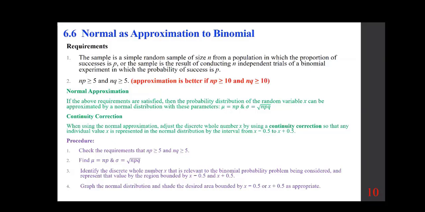And the procedure. Check the requirements that np is greater than or equal to 5 and nq is greater than or equal to 5. Find mu equals np and sigma equals the square root of npq. Identify the discrete whole number x that is relevant to the binomial probability problem being considered and represent that value by the region bounded by x minus 0.5 and x plus 0.5. Graph the normal distribution and shade the desired area bounded by x minus 0.5 or x plus 0.5 as appropriate.